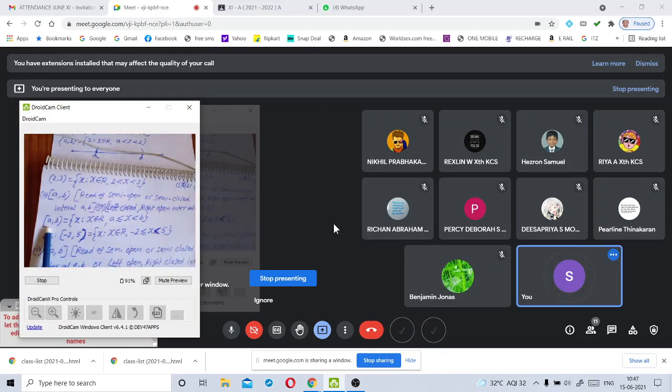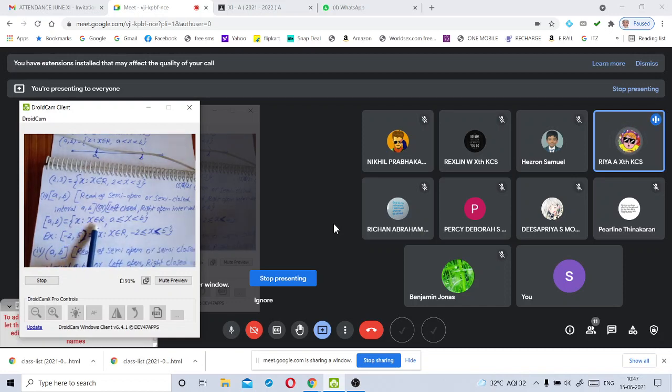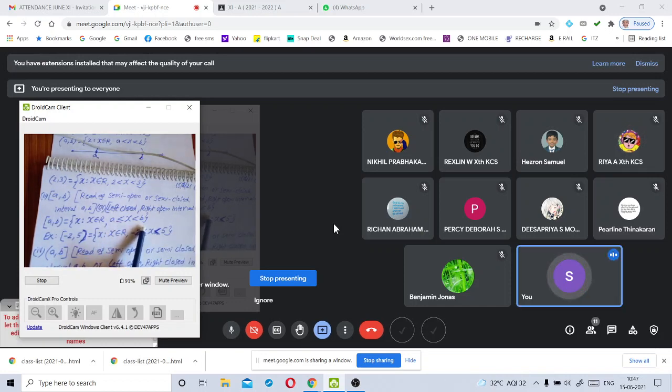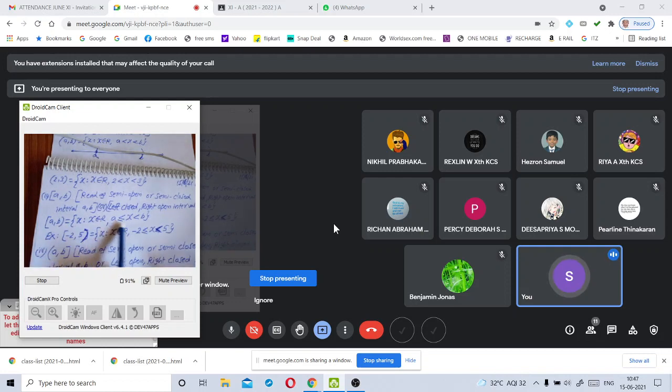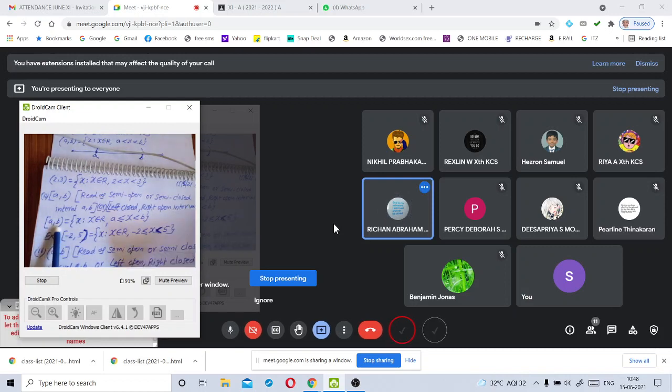My dear Ria, read this line. Left closed, right open interval A comma B is equal to the set of all x such that x belongs to R, comma, A less than or equal to x less than B. Very good, my dear Ria. Now, my dear Richan, read this line. Left closed, right open interval A comma B is equal to the set of all x such that x belongs to R, comma, A less than or equal to x less than B. Very good, my dear Richan.